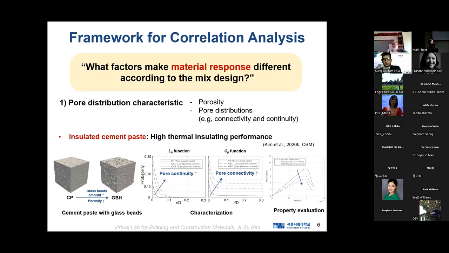So we can conclude that when using more glass beads in the cement paste, we can expect that the porosity increases, and not only the porosity, but also the pore connectivity and pore continuity increase. These result in the decrease of the mechanical properties, and we can find the explanation of the reason for the decrease from the characterization of the microstructure.